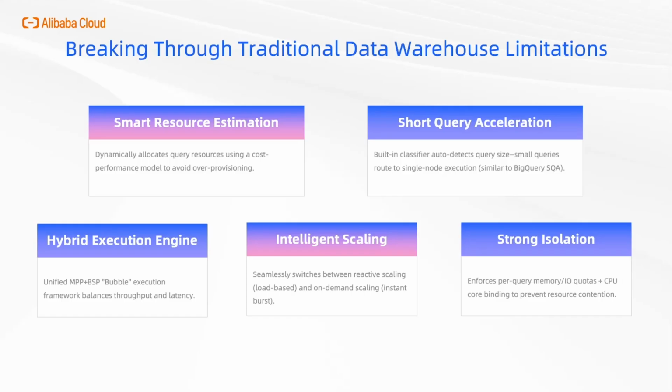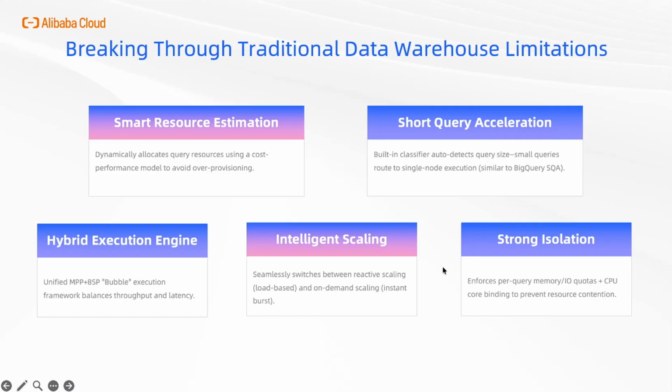Second, Small Query Acceleration. Our SQA framework supports efficient execution of small queries on single nodes, enabling linear scalability in terms of concurrency. Third, Unified Bubble Execution. This approach smooths performance discrepancies between MPP and BSP execution modes, optimizing query performance even with limited resources.